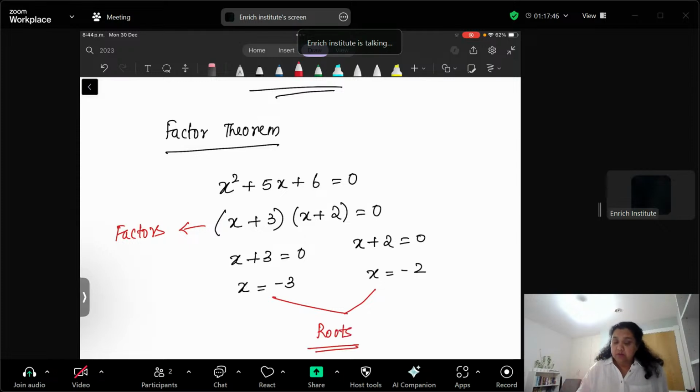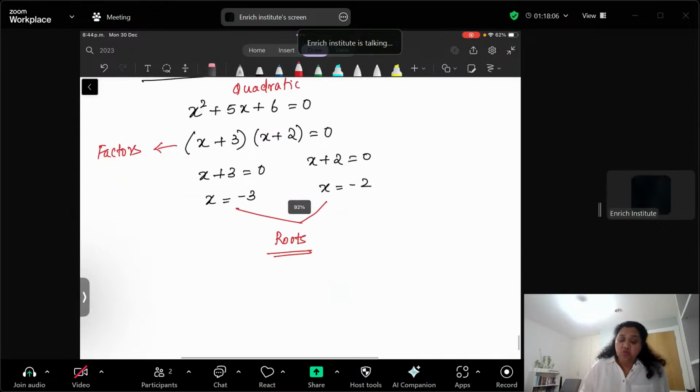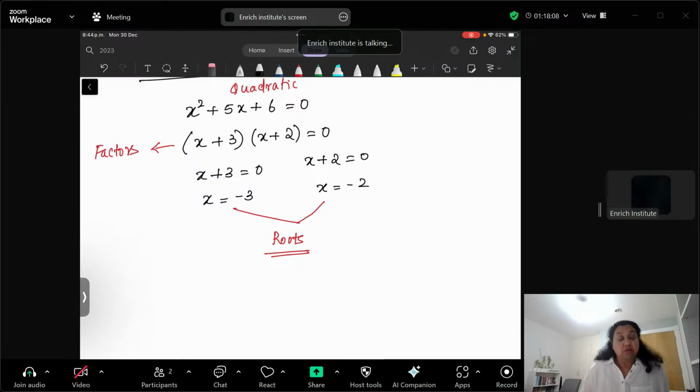Always remember, for this quadratic equation, there are factors, which are x plus 3 and x plus 2, and the values of x, which are minus 3 and minus 2, are called roots of the equation. So you need to remember this. Now with this root, what are we going to do? Why are they called roots? Because let's take x is equal to minus 3. If you sub this value into this quadratic, you should get 0. Let's try.